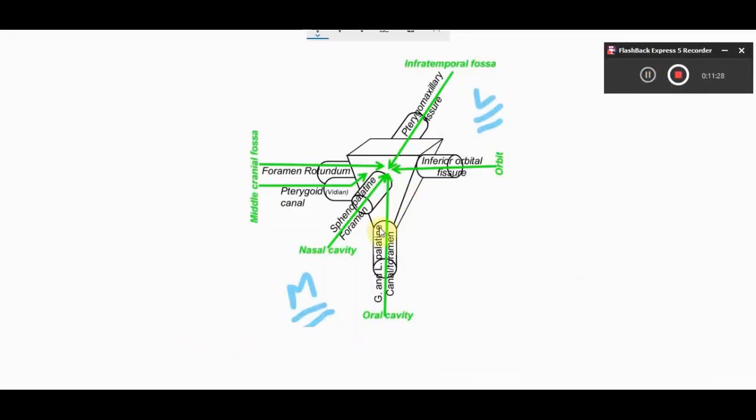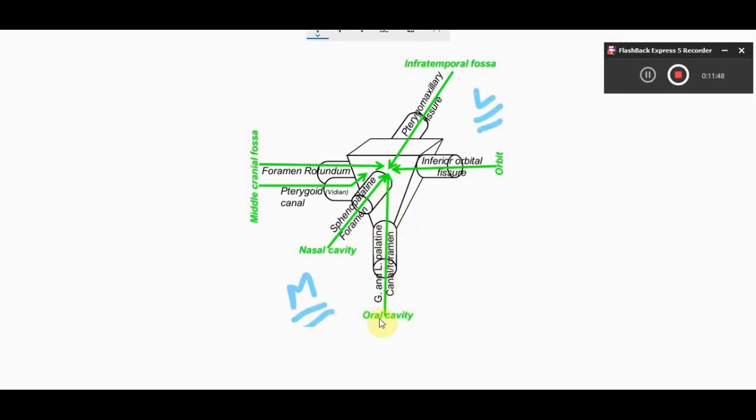Now we're taking a look at this schematic again. The reason I'm using so many different images is because I feel images are one of the best ways in which you can understand something. So we have the medial communication understood, we have the lateral communication understood. What about the communication with the oral cavity via these foramen?